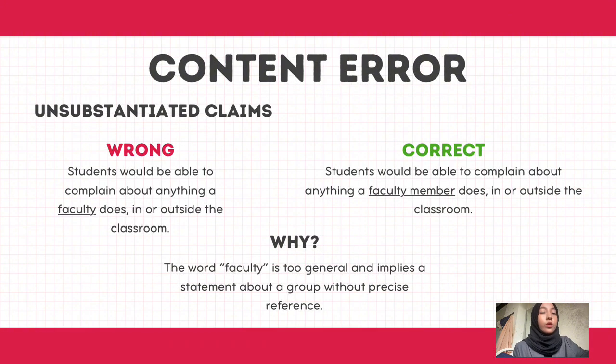Moving on to content error, which is unsubstantiated claim. The wrong one is students would be able to complain about anything a faculty does in or outside the classroom. The correct one is the faculty changed to faculty members. Why do I say this is wrong? Because the word faculty is too general and implies a statement about a group without precise reference.